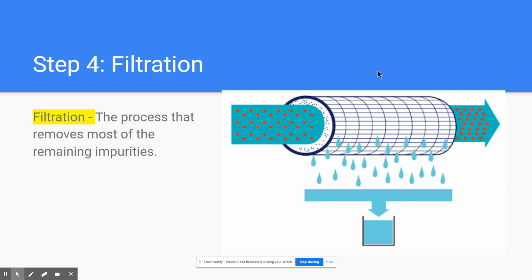Step 4 in the wastewater treatment process is filtration. They run the water through a filter. This process removes most of the remaining particles, larger pieces, and it also filters the water to remove the impurities. So a lot of the viruses, a lot of the bad bacteria, a lot of the chemicals can actually get filtered out in this process as well.